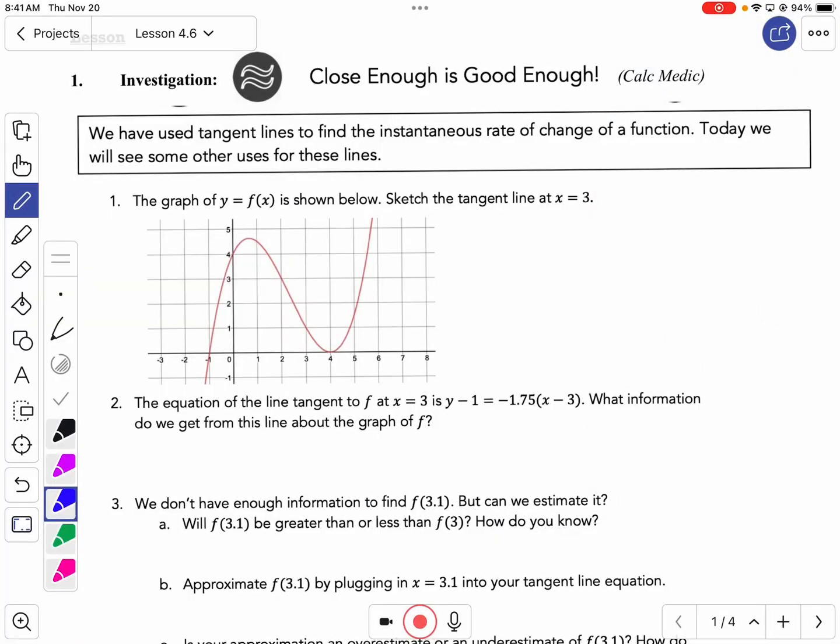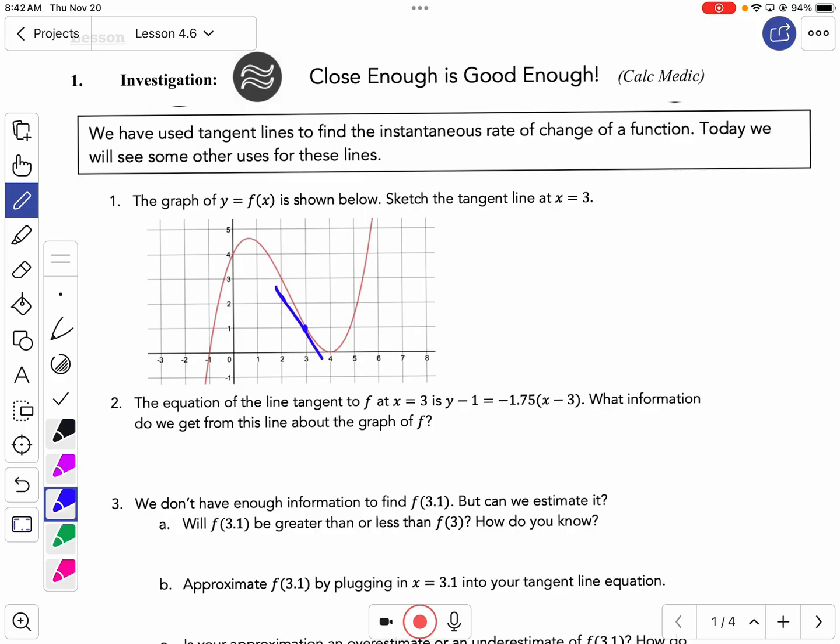Okay. So we're looking at this graph of f of x, and it asks us to sketch the tangent line at x equals 3. So we're just going to sketch in a tangent line right here. And that's really about all we know. Okay, it's just a sketch. Would we say that the rate of change at 3 is positive or negative? It's negative, right, because it has a negative slope.